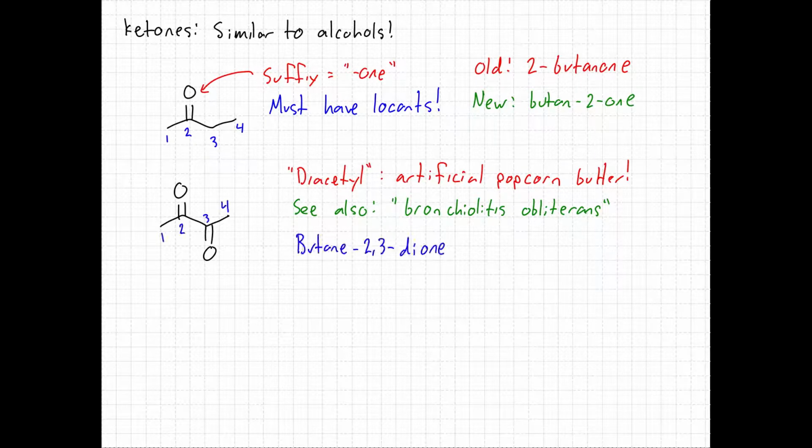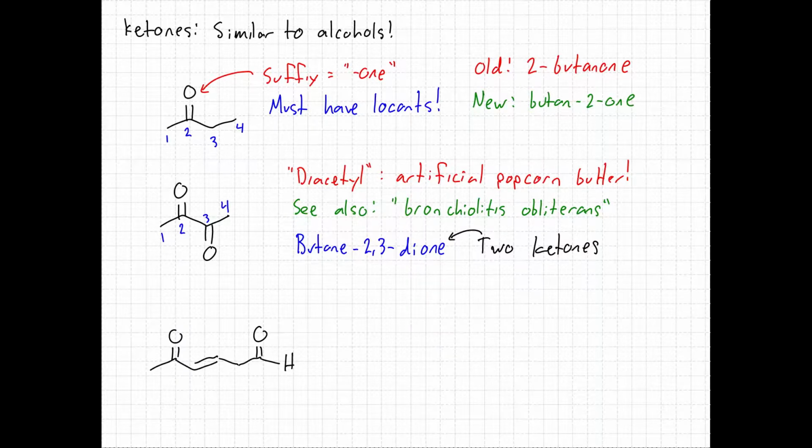So if we were naming this, we would follow the same process, number the parent chain. Here, since we have two functional groups, we would add the di prefix to say that we have two of these things, and end up with the name butane-2,3-dione. So this is how we would do it if there are multiple functional groups. The same process works for aldehydes.